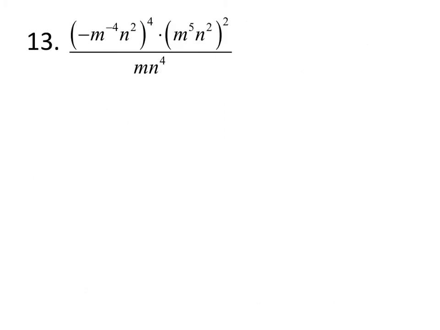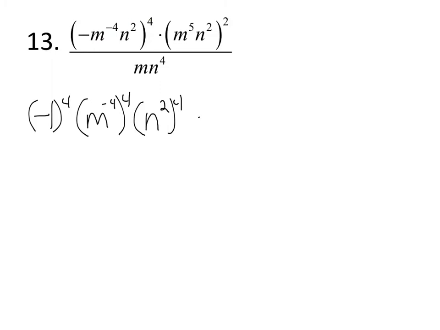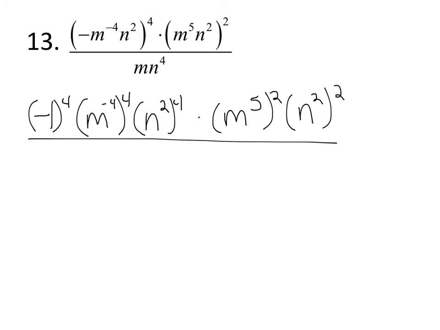Okay, so the first thing I'm going to do is break up this exponent and give it to every piece of the parentheses. So you need to give it to this piece, which is negative 1 to the 4th power, and then to this piece, which is m to the negative 4th power to the 4th power, and then this piece, which is n squared to the 4th power. We'll do the same thing over here. Every piece gets a squared. So you've got m to the 5th squared, n squared squared, and this is all over mn to the 4th.